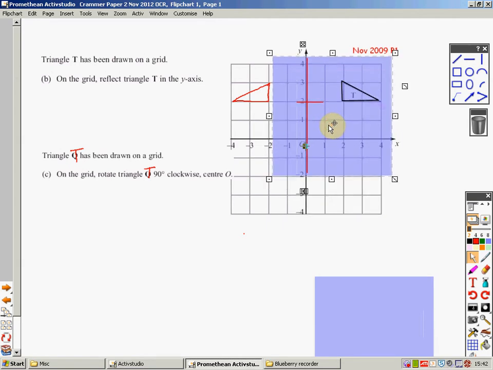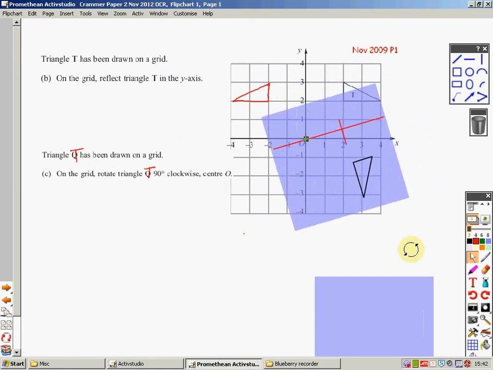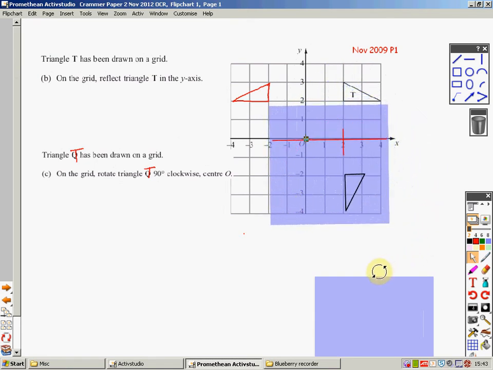I've traced it already. I've now got to put the centre O. That means my pen here has got to be at the centre O. They may have given you the point 2, 1, in which case you've got to turn the piece of paper about that point. But they said centre O, so I put it there. I then need to twist it 90 degrees clockwise, where the clock goes around that way. 90 degrees is round to there.